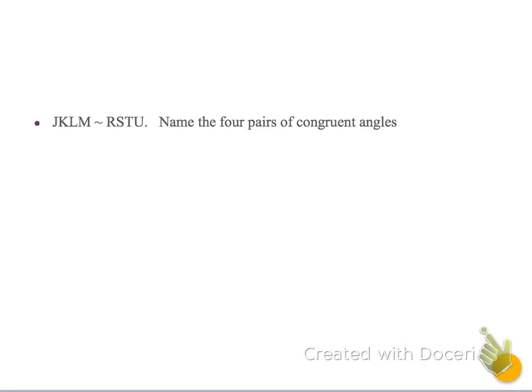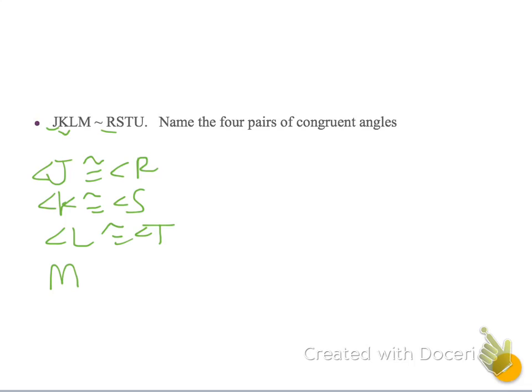Okay, name the 4 pairs of congruent angles. Okay, so they all match up respectively. So angle J is congruent to angle R. Angle K is congruent to angle S. Angle L is congruent to angle T. Angle M is congruent to angle U.